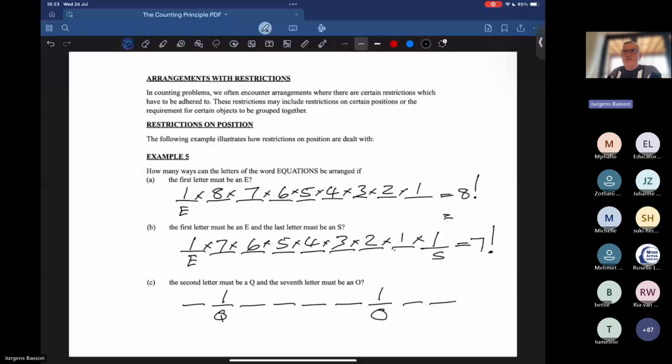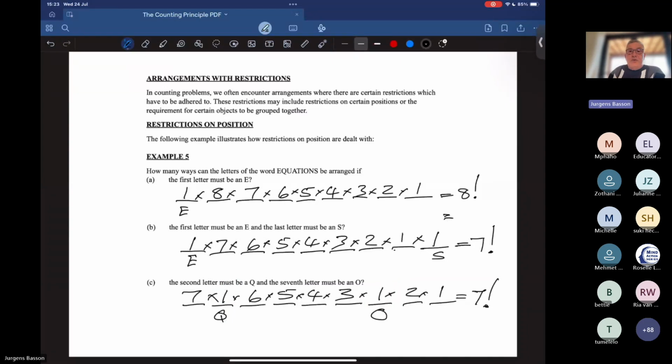Please make sure your learners are aware that restrictions they must do first. First restrictions before they do the rest. So now we've done the 2 restrictions. And now we say we've got 7 letters left. And we start from position 1. 7, 6, 5, 4, 3, 2, and 1. And when we multiply, we can see how many arrangements there are. And this one will also be 7 factorial. Because you will agree with me that this one and that one have no effect because of multiplication.